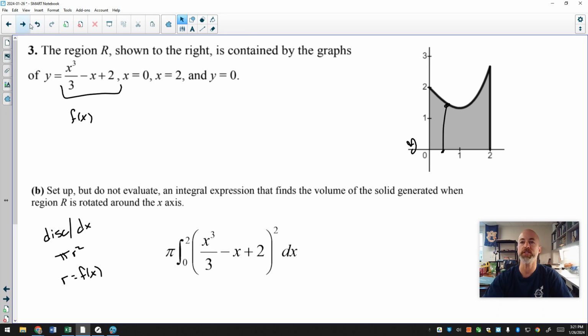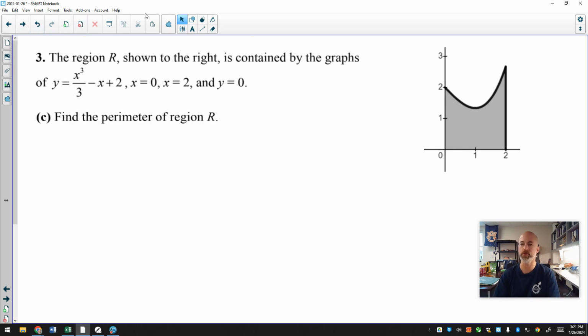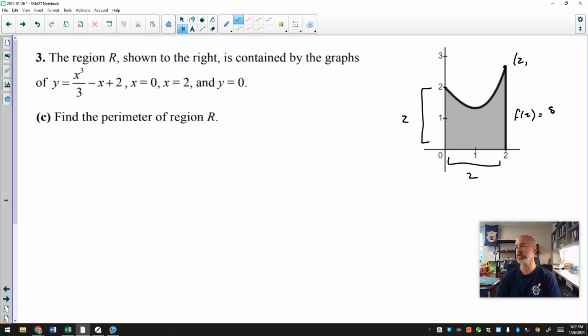And so that brings us to question C, and this is what I'm going to do in a little bit more detail. Find the perimeter of the region. Perimeter means we need to add up every side that is bounding this region. Three of the 4 sides are going to be pretty nice, because this side right here is just a length of 2. This side right here is a length of 2. This side is going to be whatever that y coordinate is. I know the x coordinate is 2, but I need to find f of 2, which is not too bad because 2 cubed over 3 would be 8/3, and then minus 2 plus 2 would be 0. So that side length over there is 8/3. And so I know the perimeter is going to be 2 plus 2 plus 8/3.